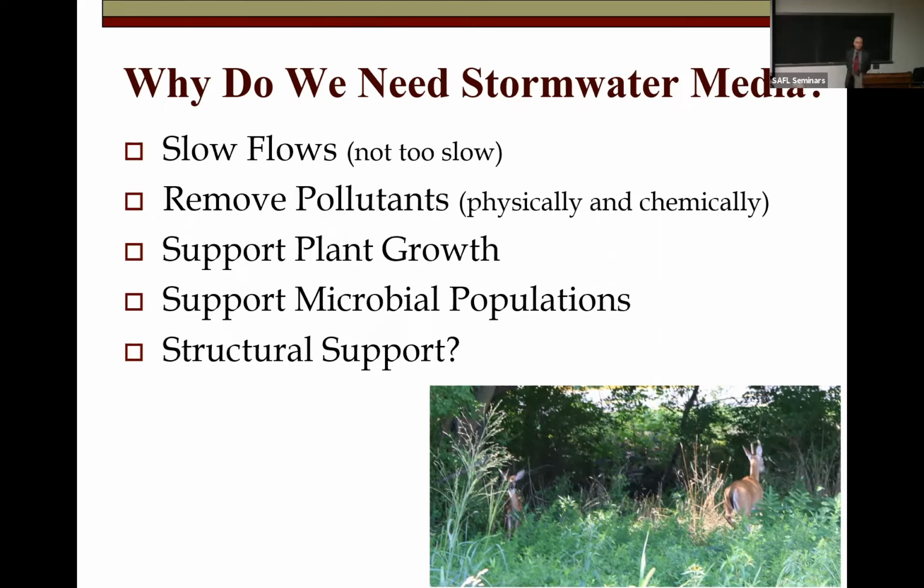We do want to slow our flows down from a hydrologic perspective. That's quite important to us. We want to remove pollutants, physically and chemically, and there are biological aspects to that as well. Many of these are vegetated systems, so supporting the plant growth. Microbial populations we're finding more and more important. And there's, to a certain extent, some type of structural support in having the media at least support itself so that it doesn't collapse upon itself and cause us drainage problems and so forth. We may want some other type of structural support as well. So broadly looking at these from a media perspective.